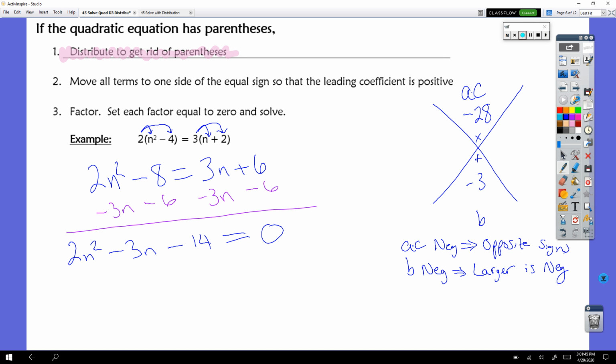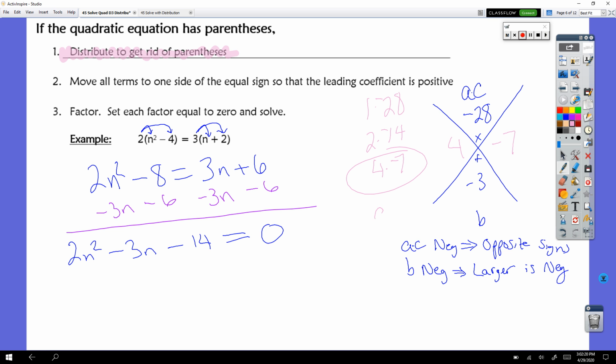So let's think about some different ways to multiply to 28. So we've got 1 times 28, we've got 2 times 14, and 4 times 7. The larger of each pair is going to be negative, and now I'm going to be adding those values together. So 1 plus negative 28 is negative 27. That's not it. 2 plus negative 14, that's negative 12. That's not it. 4 plus negative 7 is negative 3. That's the one that I need.